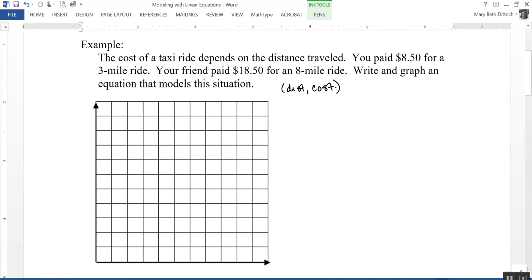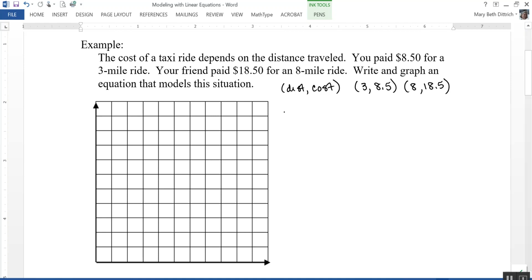So I actually have distance and cost for two different taxi rides, so I can go ahead and write two ordered pairs. For a 3-mile taxi ride, the cost was $8.50, and for an 8-mile taxi ride, the cost was $18.50. So there are my two ordered pairs. Once I have two ordered pairs, I can write the equation of the line.